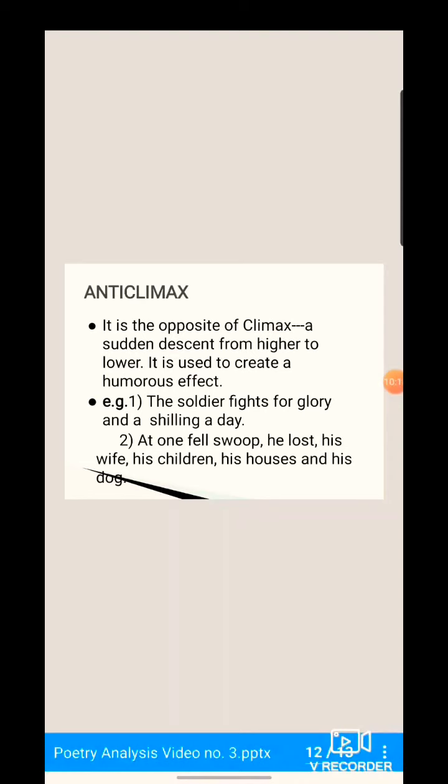For example, "The soldier fights for glory and a shilling a day." Another example, "At one fell swoop, he lost his wife, his children, his houses, and his dog."